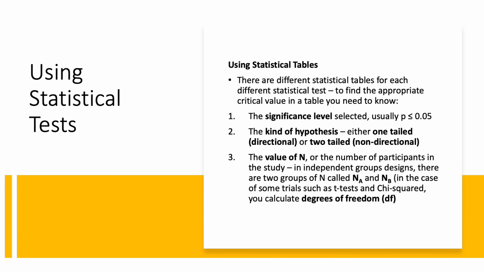And then we have to know the value of n, and this is just the total number of participants. With independent groups design, we'll have two groups, NA and NB, and you'll have to compare the critical value and the calculated value in each of those n's. With some tests, the t-test and chi-squared, you have to calculate degrees of freedom. You will never be asked to calculate degrees of freedom in an exam, but degrees of freedom will be present in the critical values table.